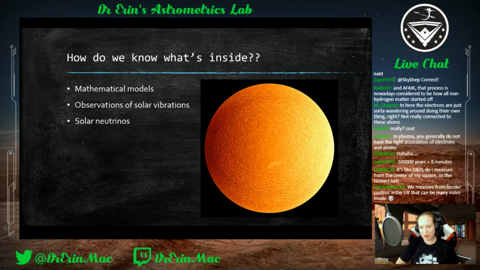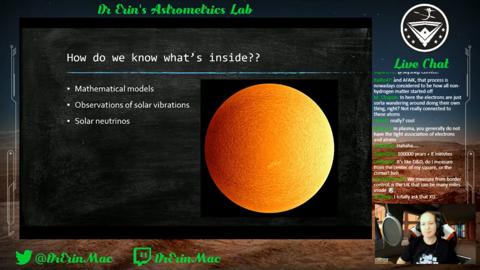And there's 3 primary ways that we can study the inside of the sun. Study the inside. Good, Sky. The first one is mathematical modeling.